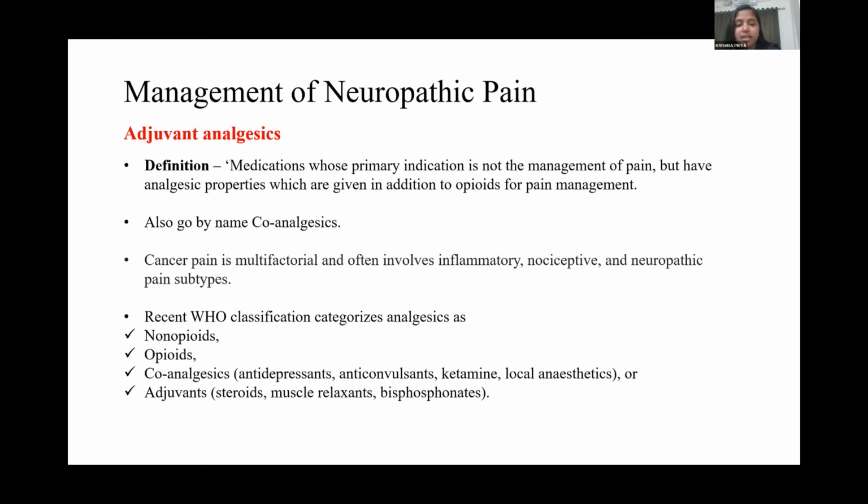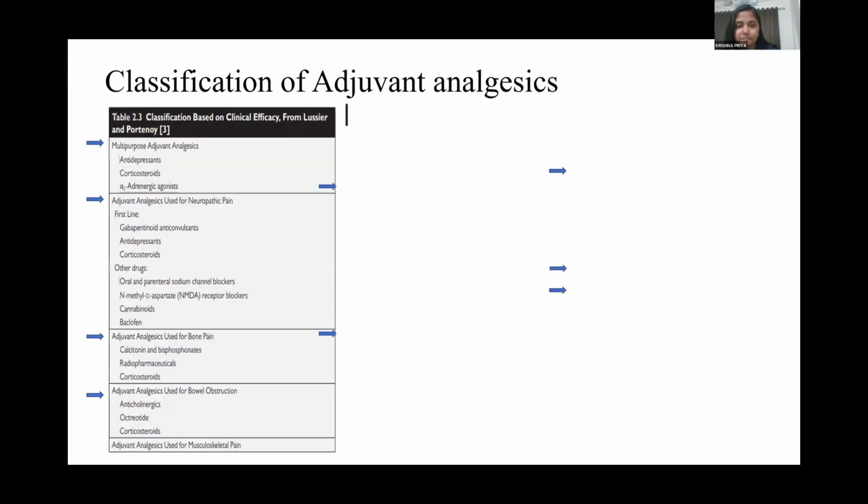Cancer pain is multifactorial and often involves inflammatory, nociceptive, and neuropathic pain subtypes. And the recent WHO categorizes these analgesics as non-opioids, opioids, co-analgesics, that is antidepressants, anticonvulsants, ketamine, local anesthetics, or adjuvants, that is steroids, muscle relaxants, and bisphosphonates.